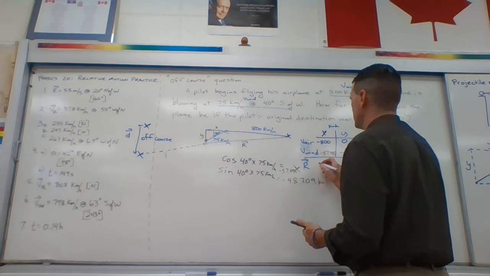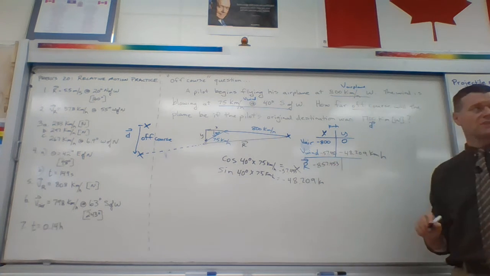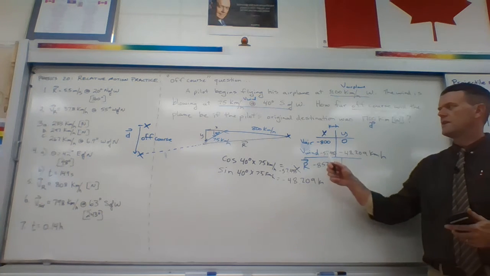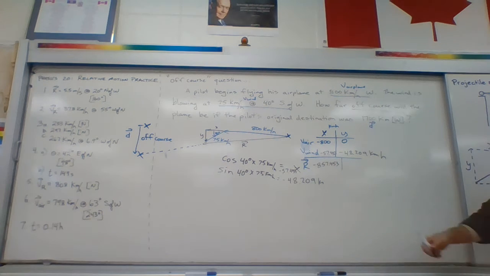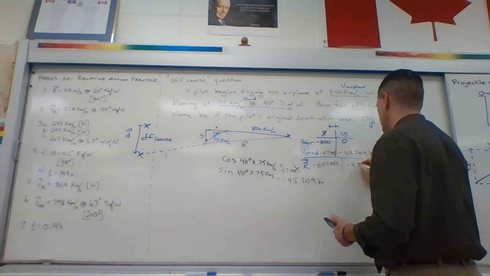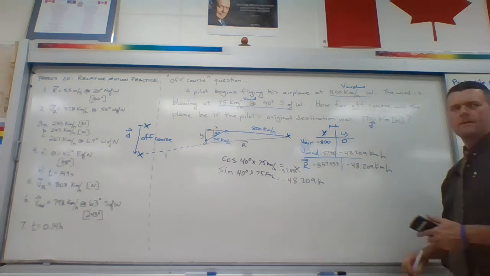So the resultant will have a total x value of negative 857.453. Okay, actually for the plane, that's nice. He's getting a boost. He can only go 800 kilometers per hour in his airspeed, but the wind's giving him a nice push. But it's also pushing him south, which he doesn't want. It's pushing him south at this 48.209. Okay?